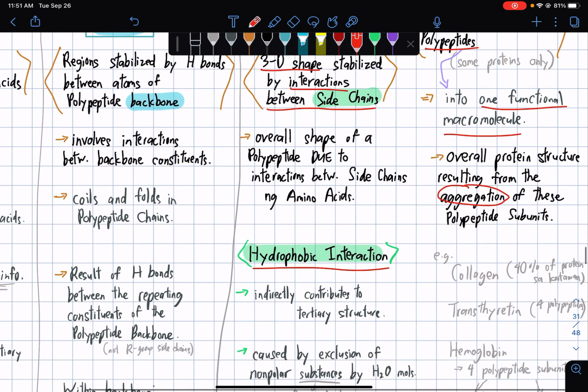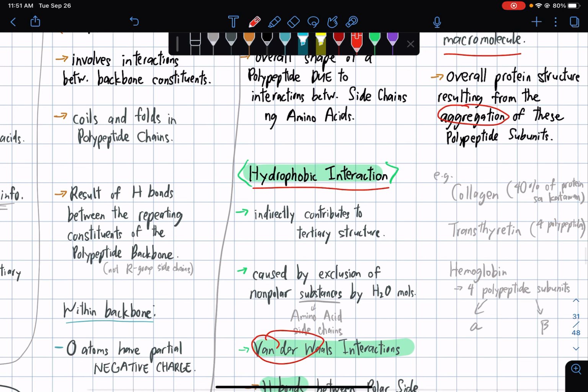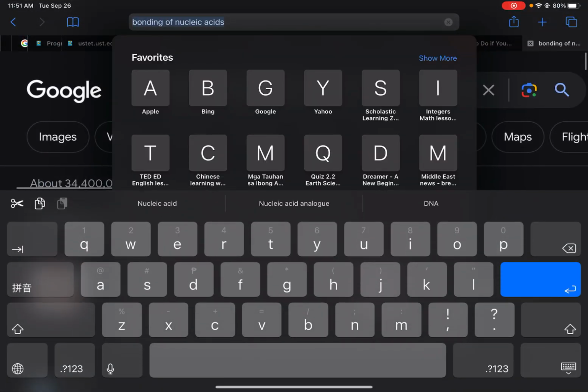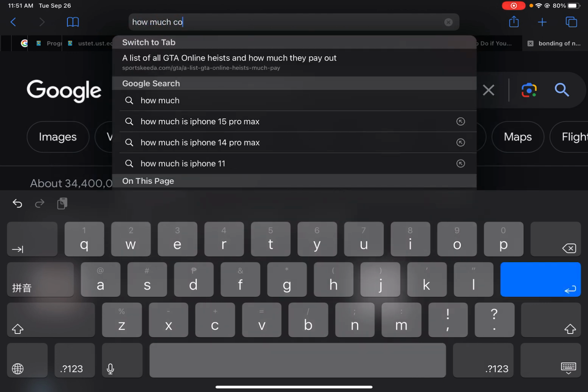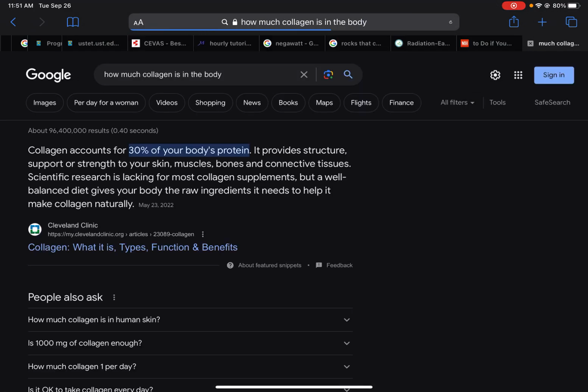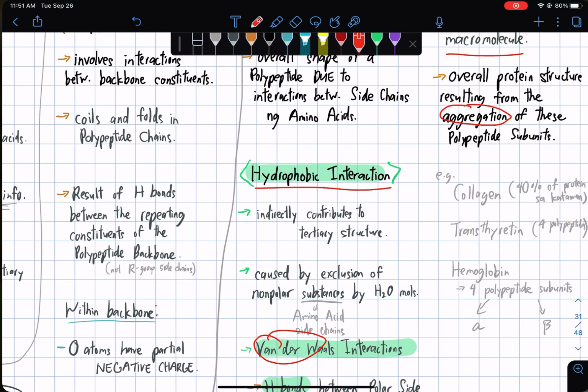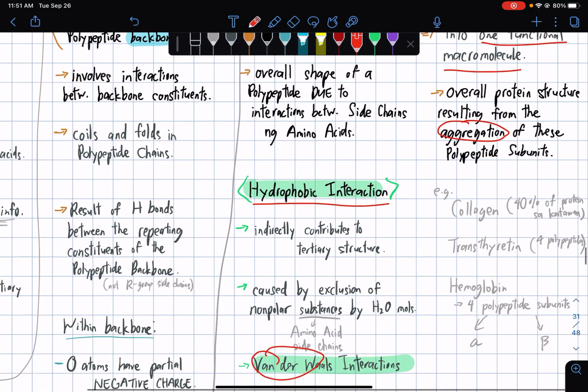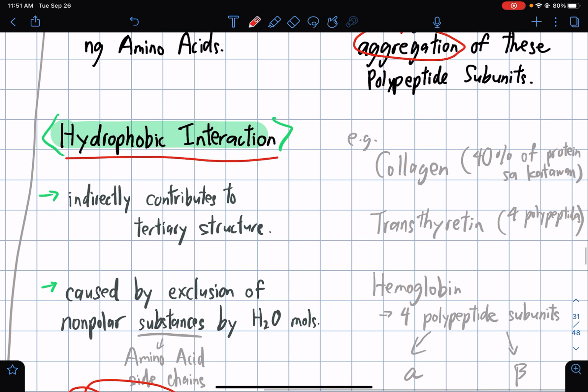Better watch out. So for instance, we have collagen. Collagen comprises 40% of protein in the body. Let's proofread that. Let's see if it's actually true. It's 30%, but it's mentioned as 40% in the book. Maybe you say 30 to 40%.